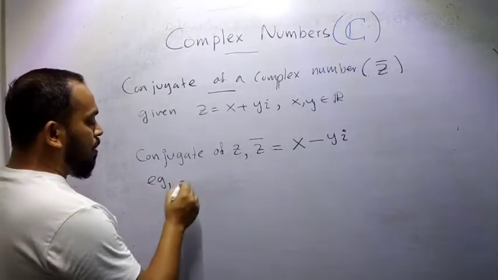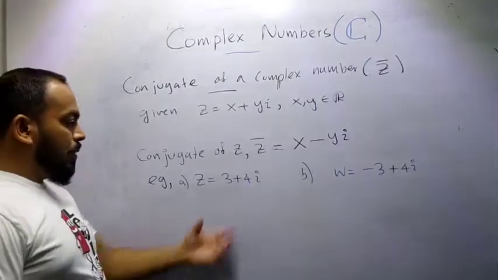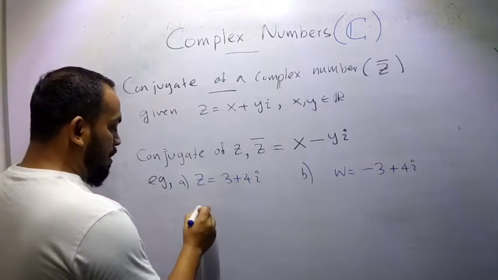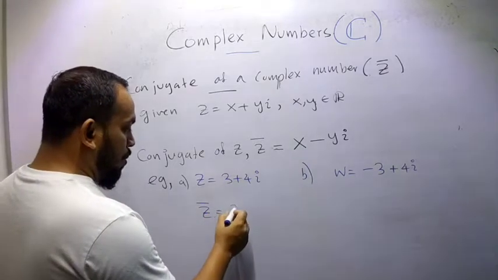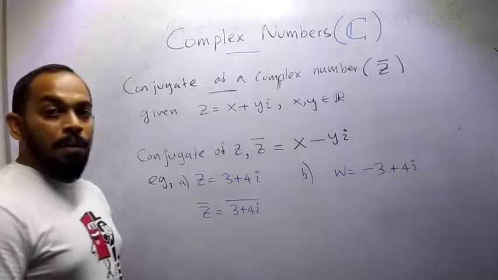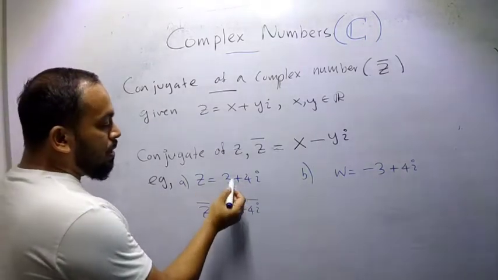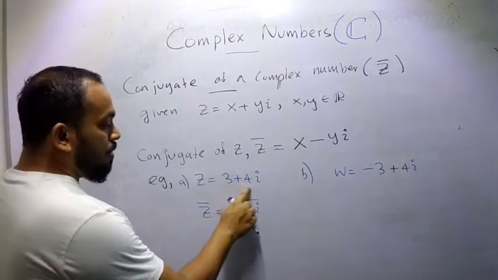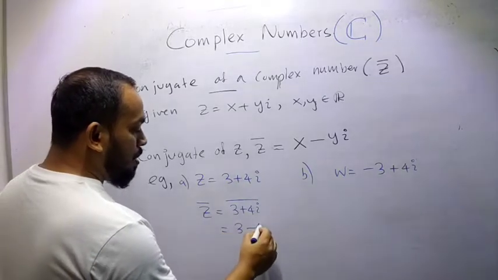Right. Find the conjugates. So we have 3 plus 4i. What is the conjugate? Conjugate of C is written like this, Z bar. Or you can write it like this, with a bar over 3 plus 4i. When you put a bar, all you do is change the sign of the imaginary number, nothing else, right? So the imaginary number is plus 4i, you change it to minus 4i.